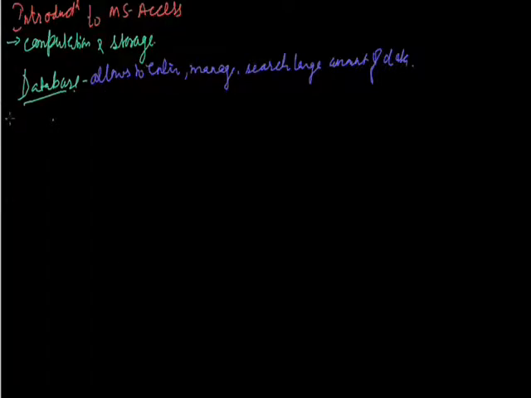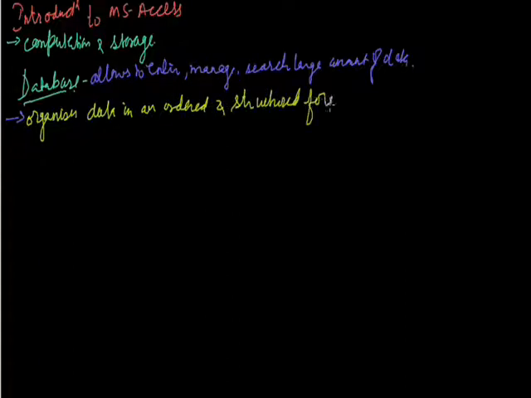The next important feature of a database is that it organizes data in an ordered and structured format. That means the data is so organized and well mannered that we can access and extract whatever data is required by us, whenever it is required by us, and according to the user's need also. That we'll read on when we go further.